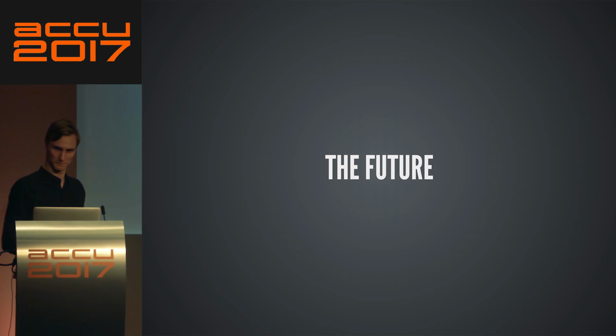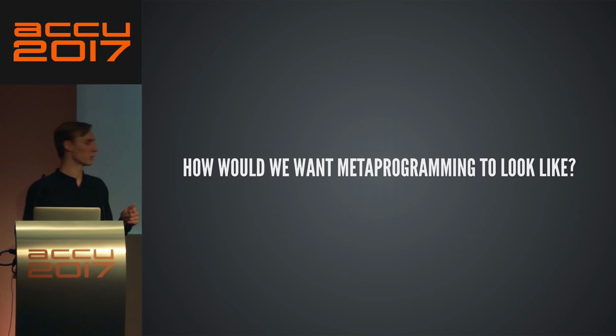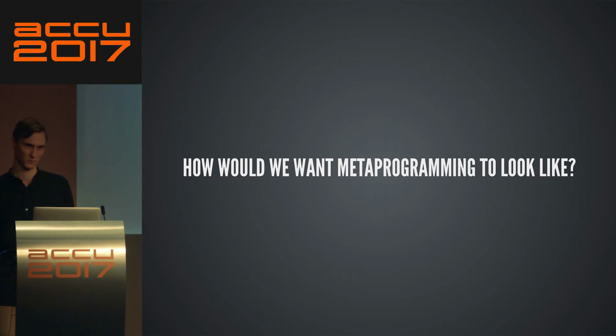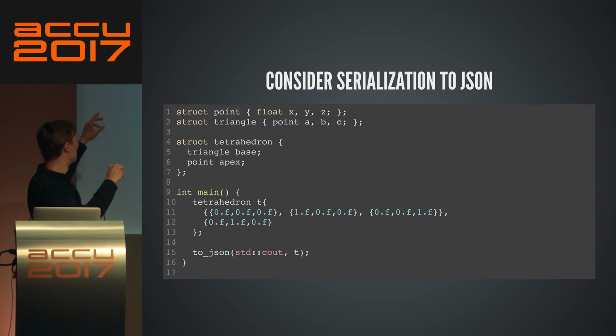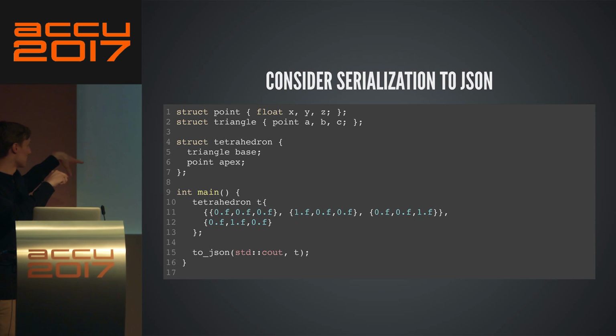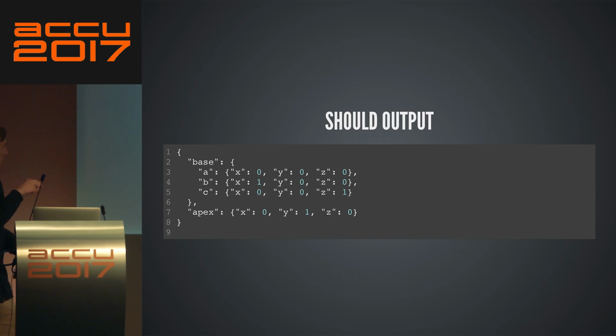Future. So what are we going to have in 3 years or 6? 20 or 23, not clear yet. So consider trying to serialize stuff to JSON. Let's say you have these structs, and you want to write a to_JSON function that generically, without knowing about tetrahedron and point and triangle, is just able to, you feed it some types, and it just does the right thing, like Python can do, like most other languages can do. How would we write that?